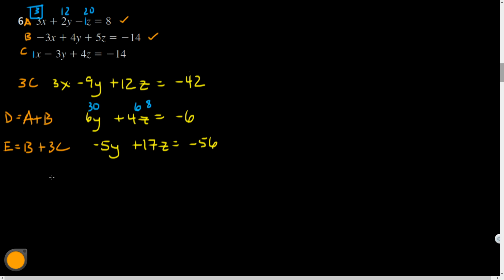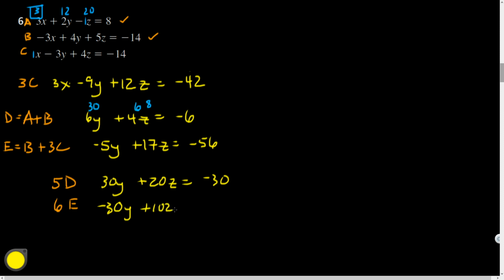I'd have to multiply this top equation by 5. So I'm going to have 5D, and I'd have to multiply the bottom equation by 6E. And so 5 times 6y, 30y. 5 times 4z, 20z. 5 times negative 6 is negative 30. And then negative 6 times this equation. So minus 30y. Let's see, 6 times 17. Don't trust myself here. 102.